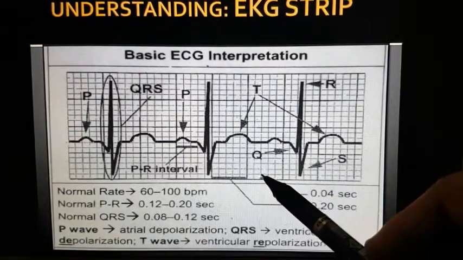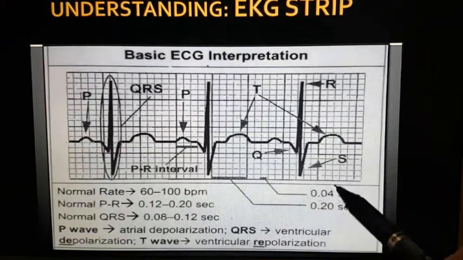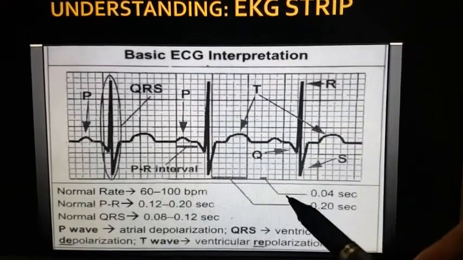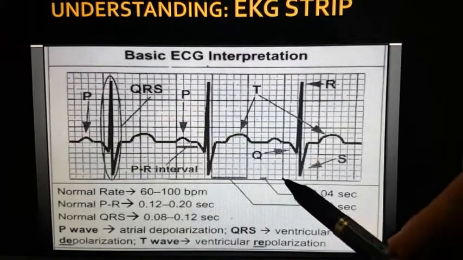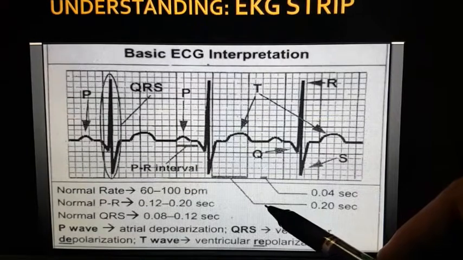Now what about if you have 2 small boxes? 2 small boxes will be 0.04 times 2. The product will be 0.08. Can you follow? Now, what about 3 small boxes? 3 small boxes will be 0.12 second.